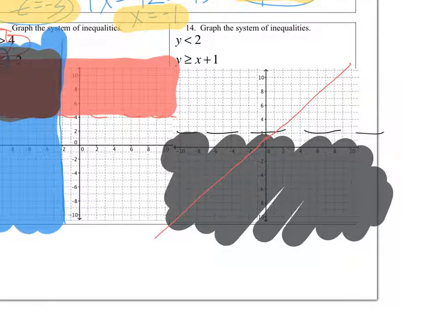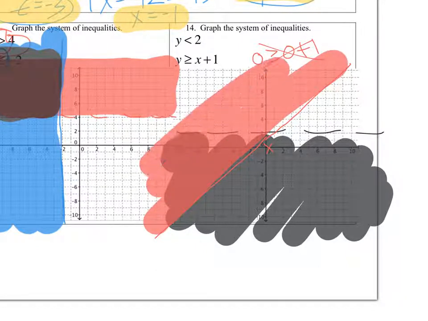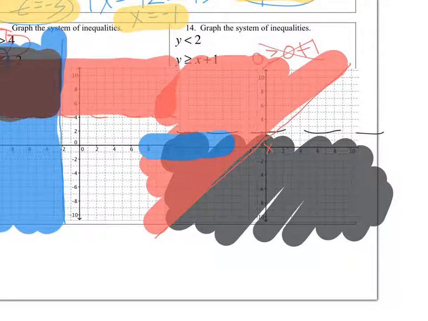I'm going to plug in a point to check to see if it works. I like plugging in 0. 0 is greater than 0 plus 1. That's false. That means I'm not going to use that side. I am going to use this upper side up here. And the region that would be true in this case would be this triangular region in the bottom left quadrant.